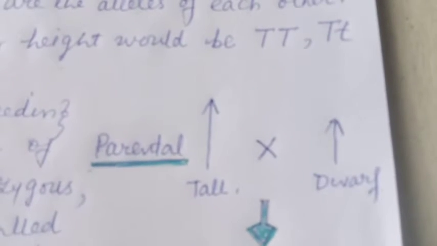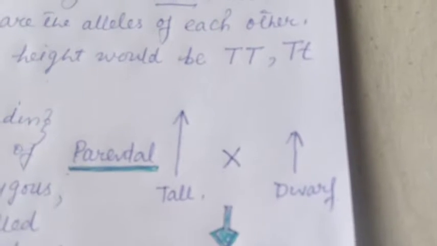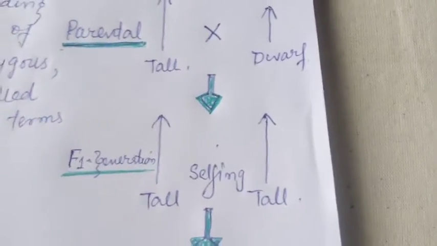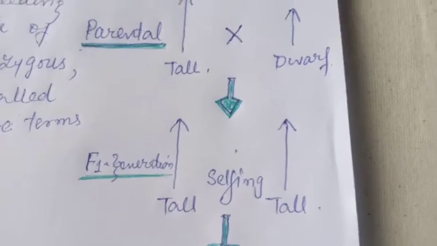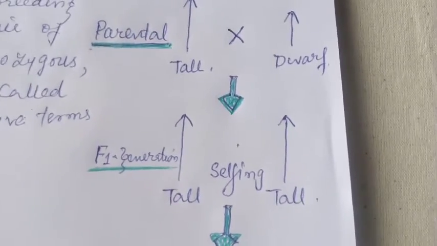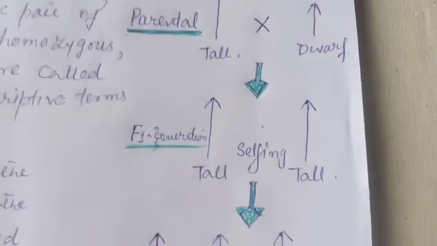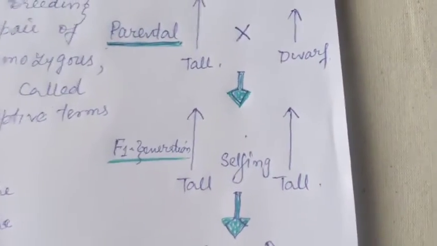This longer arrow represents the tall pea plant, and the shorter one represents the dwarf. When these two parental types are crossed with each other, that means hybridization is carried out. In the F1 generation, here we see that the result is all tall. There is no representation of the dwarf or any sign of dwarf, because all the plants are phenotypically expressed as the tall variety.